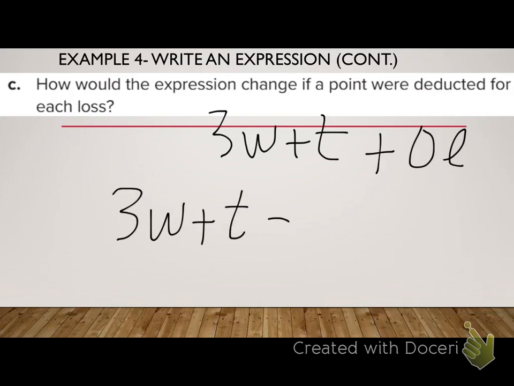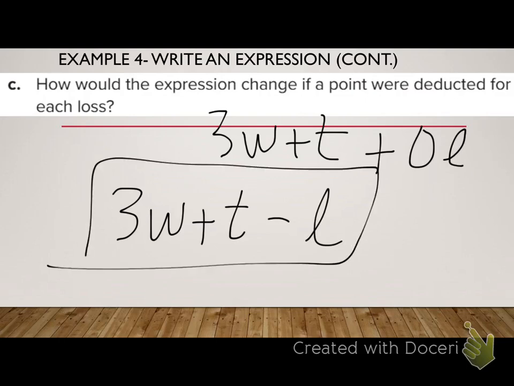Subtract what? One what? 1L or just minus L, right? Does everyone see that? If a point was deducted for each loss instead, it'd be a -1 here because I'm subtracting 1 for every single loss that team would have, if that was the case. So that would be my answer for letter C.